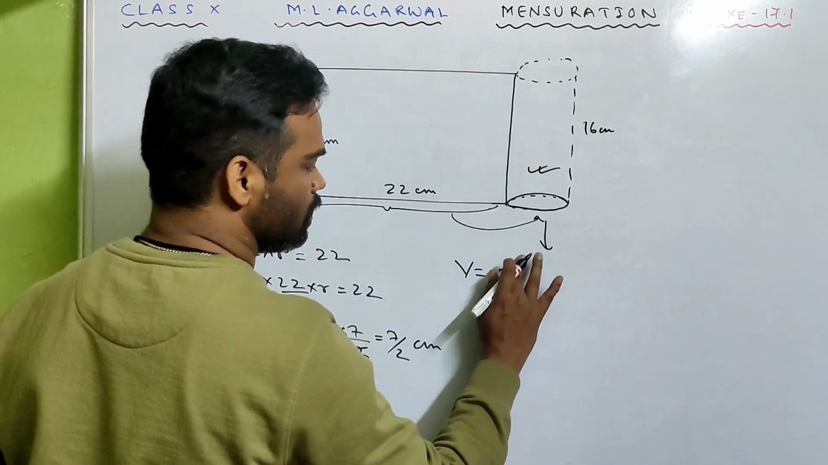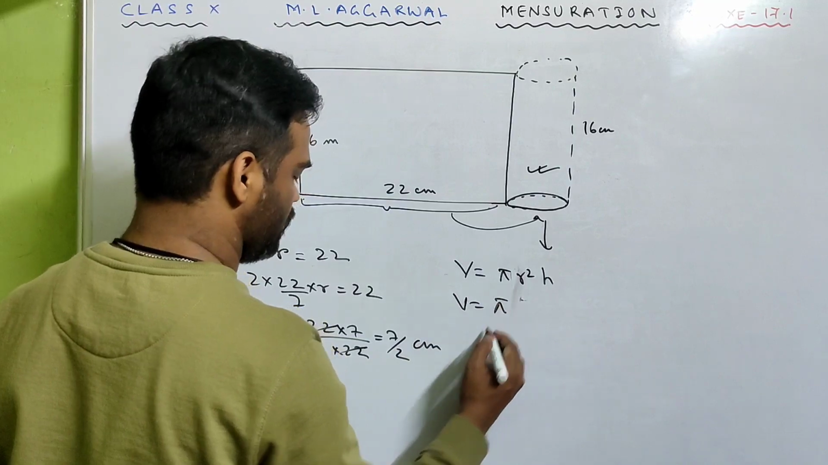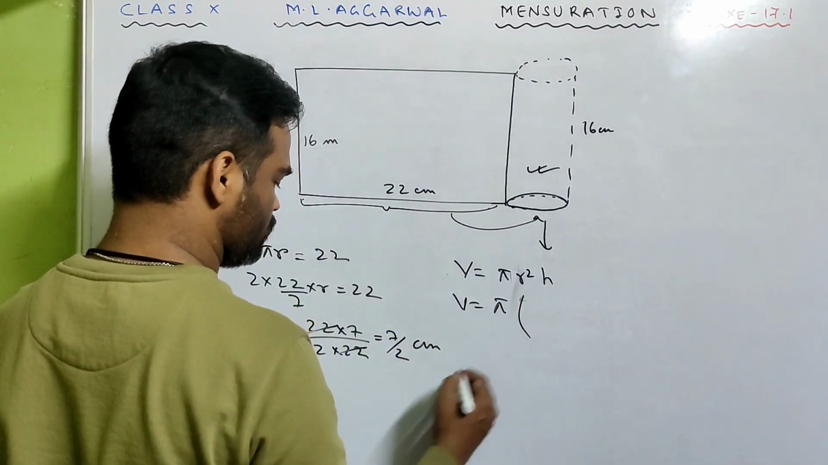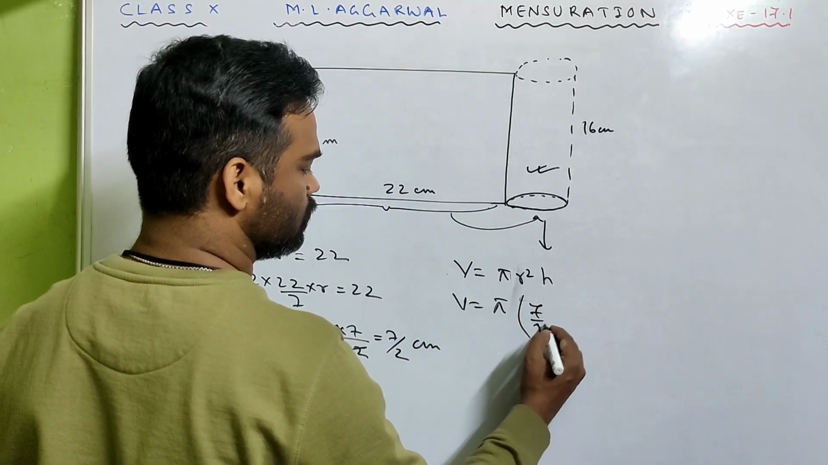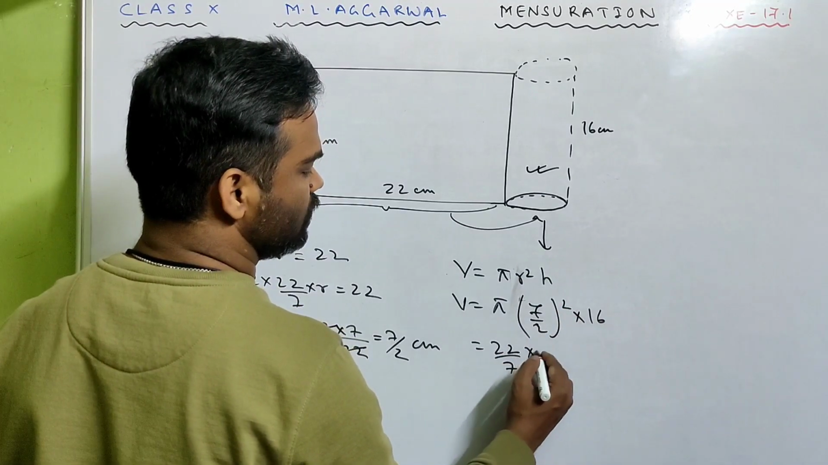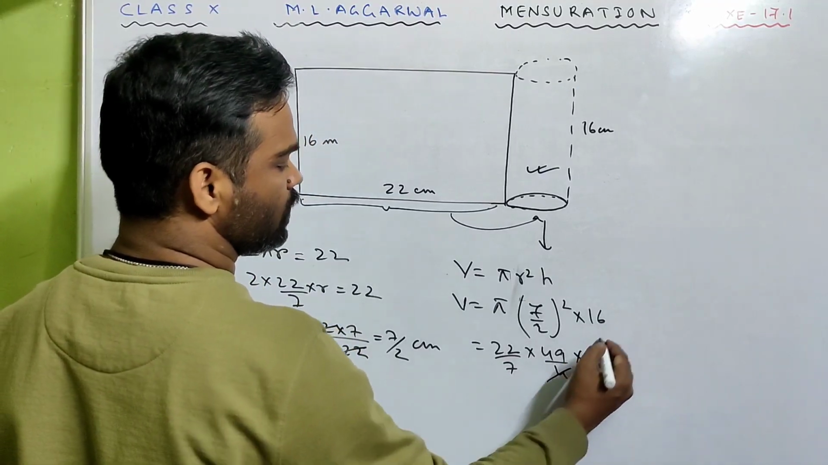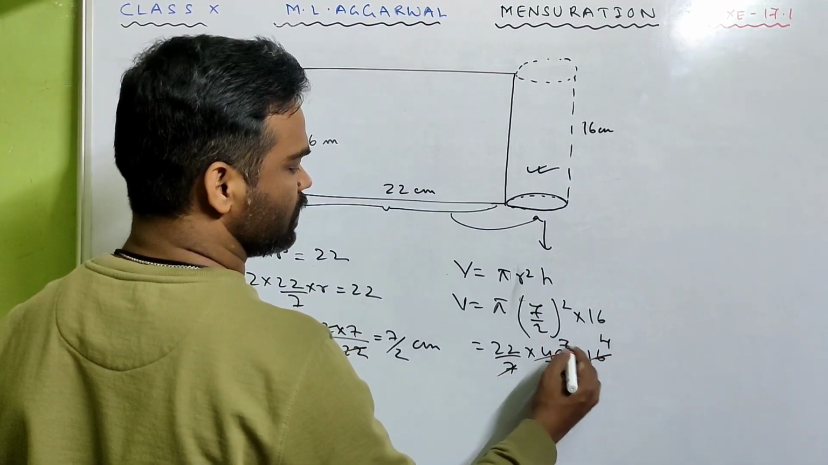Pi r square h. Substitute the value. Pi r square. R is how much? 7 by 2 whole square. H is how much? 16. Substitute the value. 22 by 7. This is 49 by 4 into 16. For 1 time, for 4 times. 7 1 time, 7 7 times.